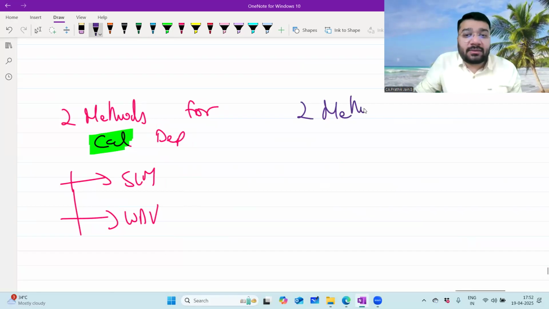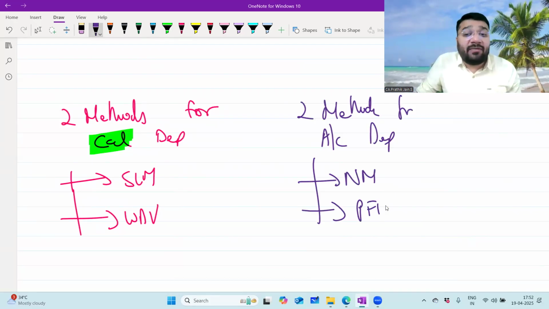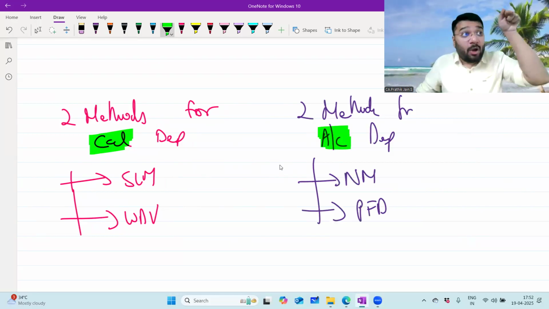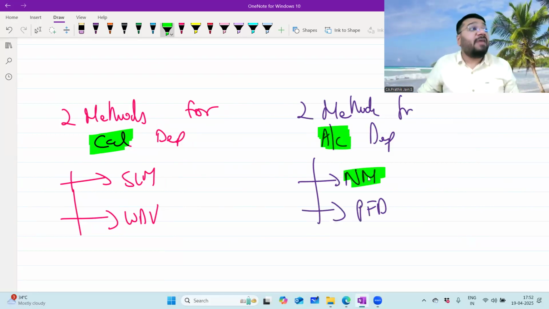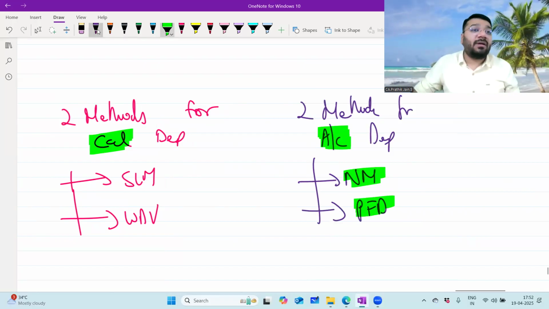Then come two methods for accounting depreciation. One is net method or normal method. Second is gross method or PFD method. These are the two methods of accounting depreciation. Means how am I going to account the depreciation? If I'm accounting depreciation in the asset account, then that becomes the net method. If I'm accounting the depreciation under the PFD account, then it becomes the PFD method.